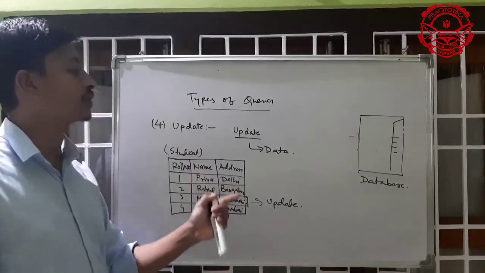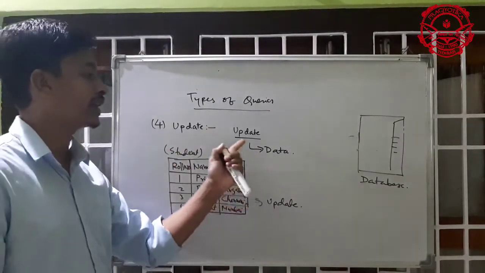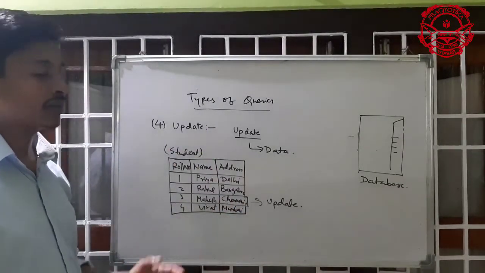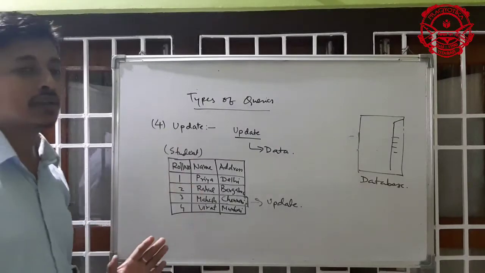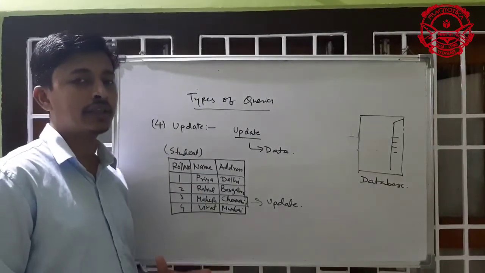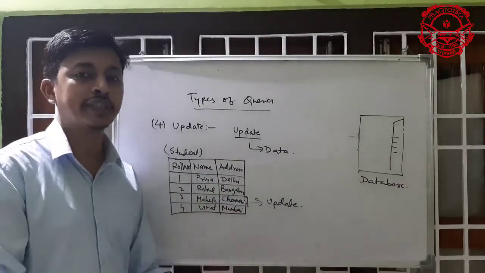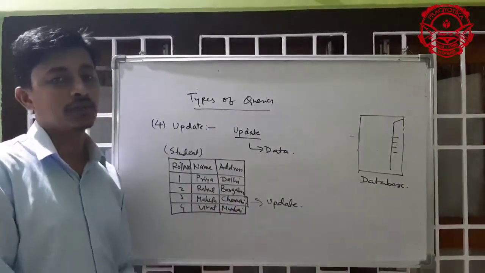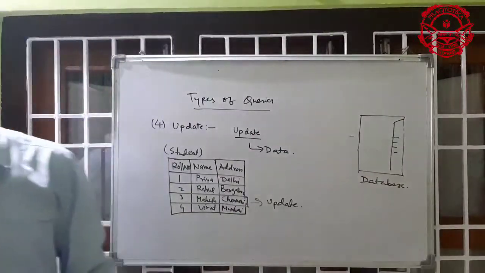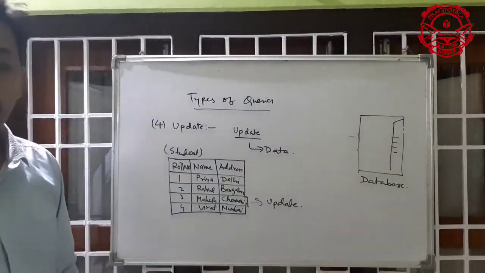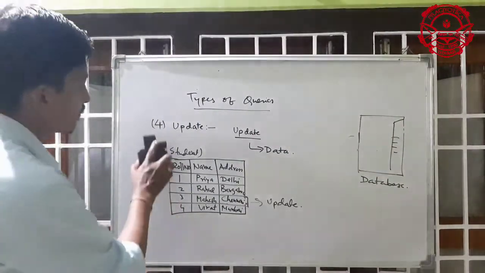So update query means you can update any information or any data easily. It is called an update query. It is very important. Update query means updating any information or data in an existing table. Okay. Now the next query is cross tab.